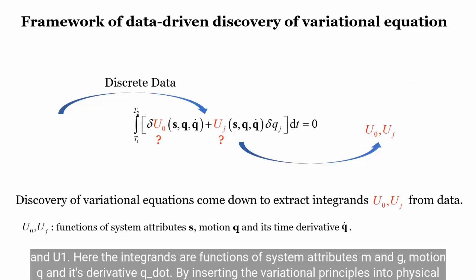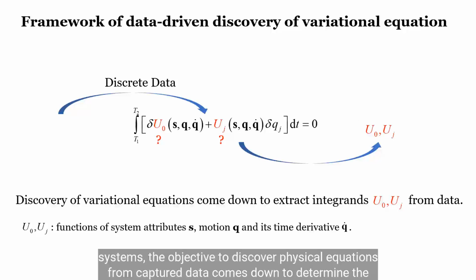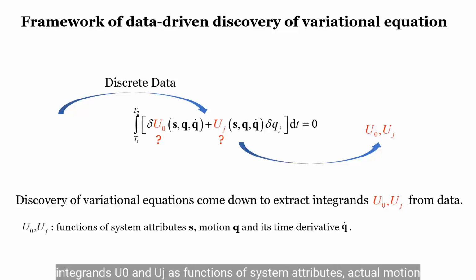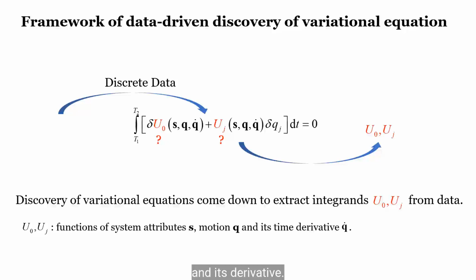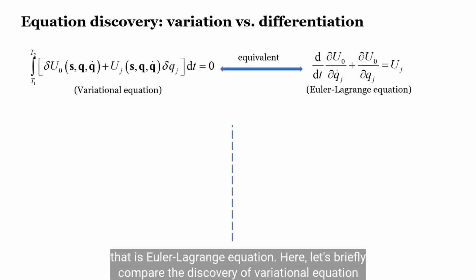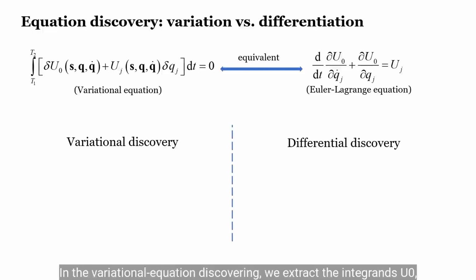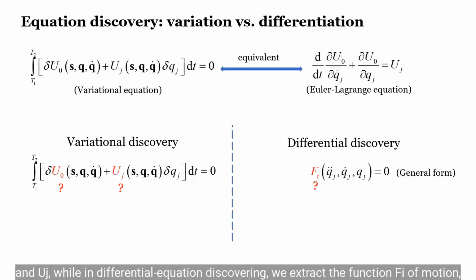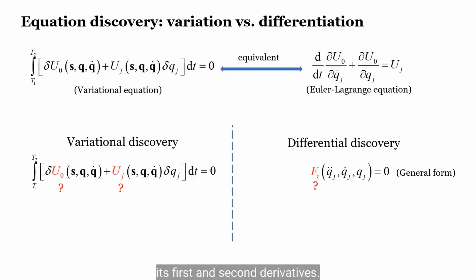By inserting the variational principles into physical systems, the objective to discover physical equations from captured data comes down to determine the integrands U0 and Uj as functions of system attributes, actual motion, and its derivative. As we know, the variational equation has an equivalent differential equation, that is, Euler-Lagrange equation. Here, let's briefly compare the discovery of variational equation and differential equation. In the variational equation discovery, we extract the integrands U0 and Uj, while in differential equation discovery, we extract the functions fi of motion, its first and second derivatives.